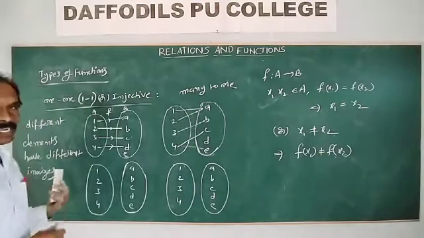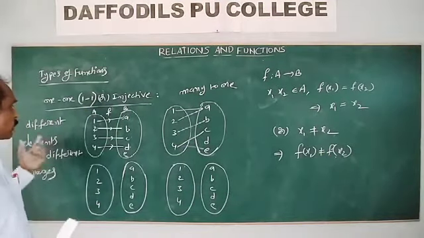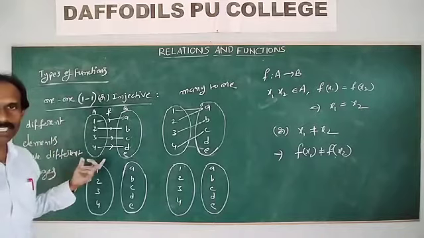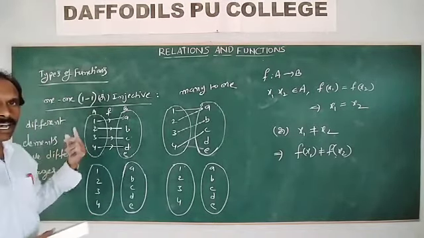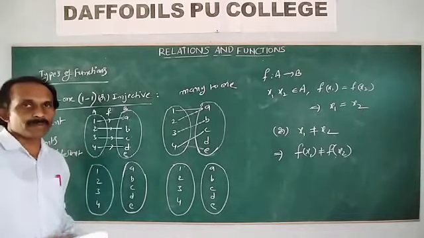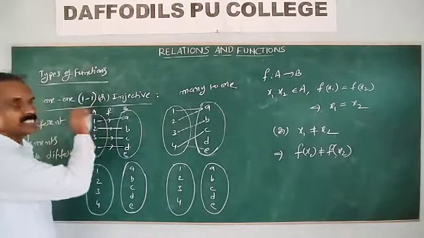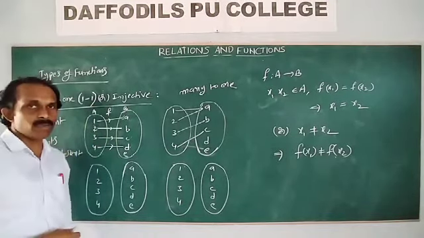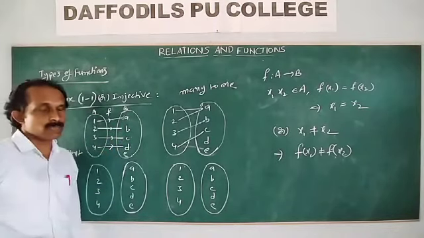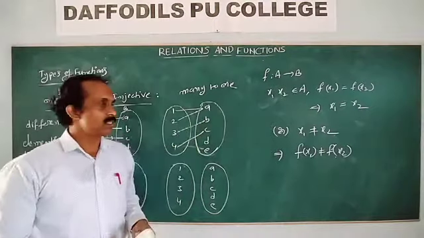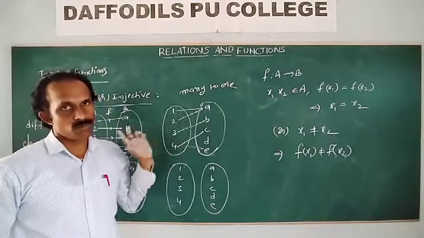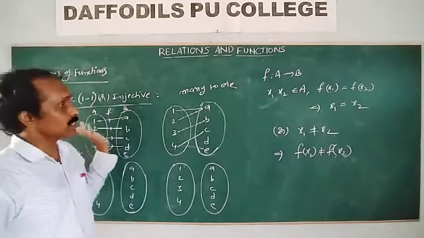Understand, students, everybody, what is a one-one function? A function f is said to be one-one if different elements in set A have different images in set B. Otherwise, it is many-one, a many-to-one function. So the first function is complete.